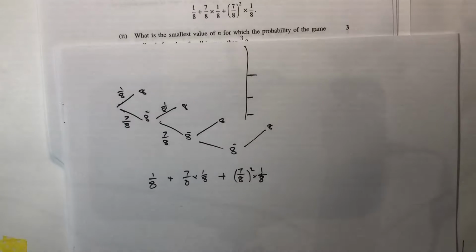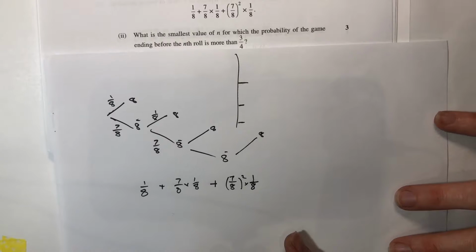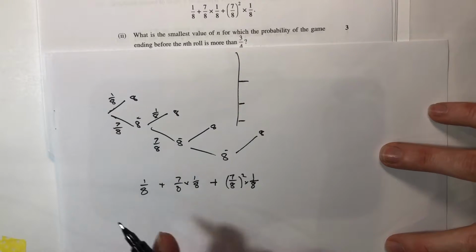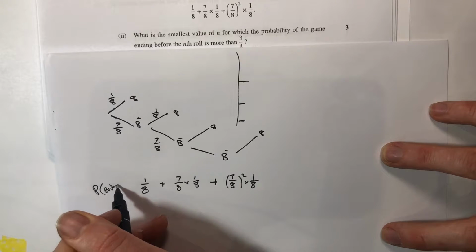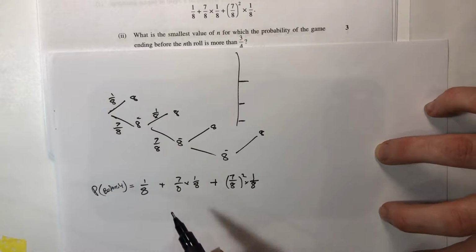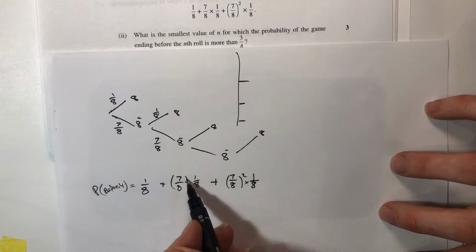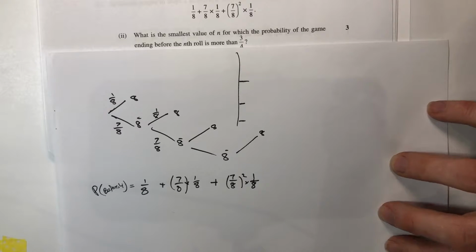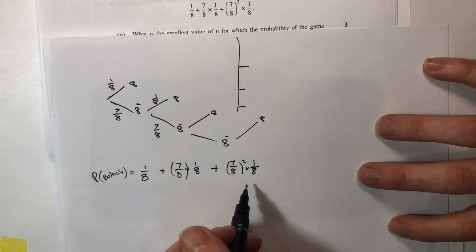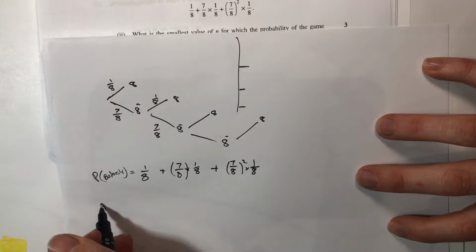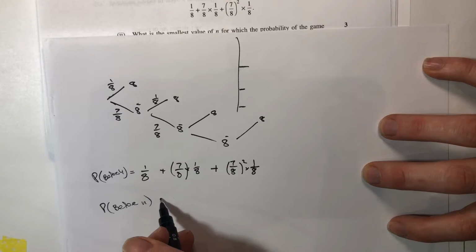What is the smallest value of n for which the probability of the game ending before the nth roll is more than 3 on 4? So this is ending before the 4th roll, P before 4. So to find the probability of before n rolls, we just have to continue this, and guess what? It's another series. There's a lot of series in this paper. So at 4 there are 3 terms to the series, so the probability of before n, there would be n minus 1 terms in the series.